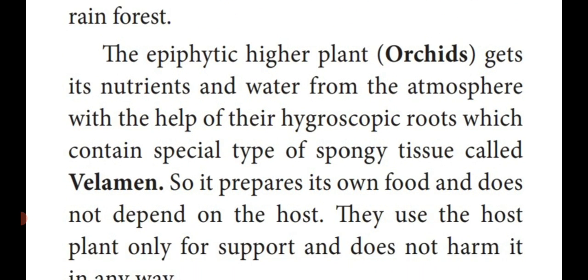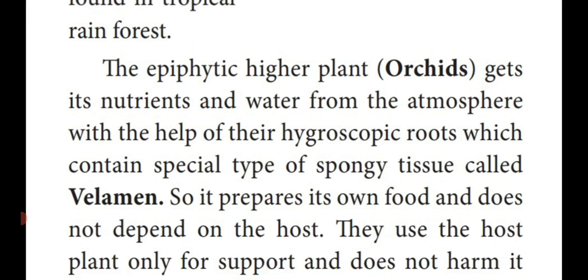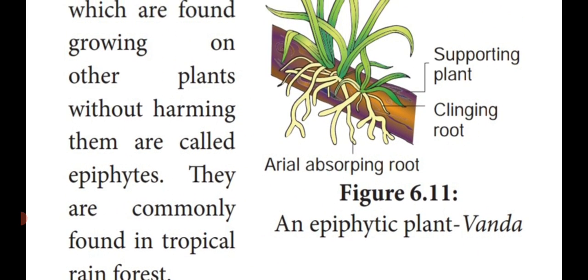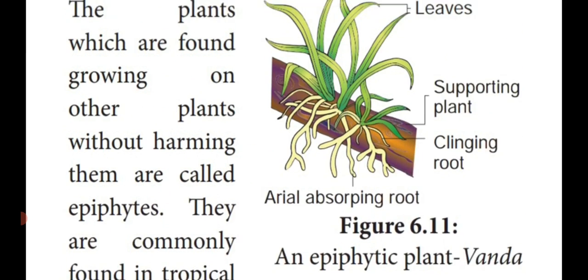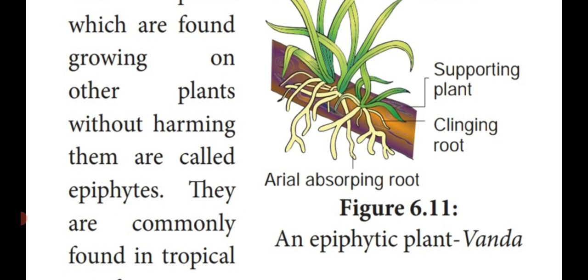Some other examples are also given here. Many orchids, ferns, lianas, woody climbers, hanging mosses, Peperomia, money plant, and Usnea, a type of lichen, are some other examples of epiphytes. Another example of commensalism is Spanish moss, named Tillandsia, which grows on the bark of oak and pine trees. So these are all the different examples of commensalism. See the paragraph: the plants which grow on other plants without harming them are called epiphytes.